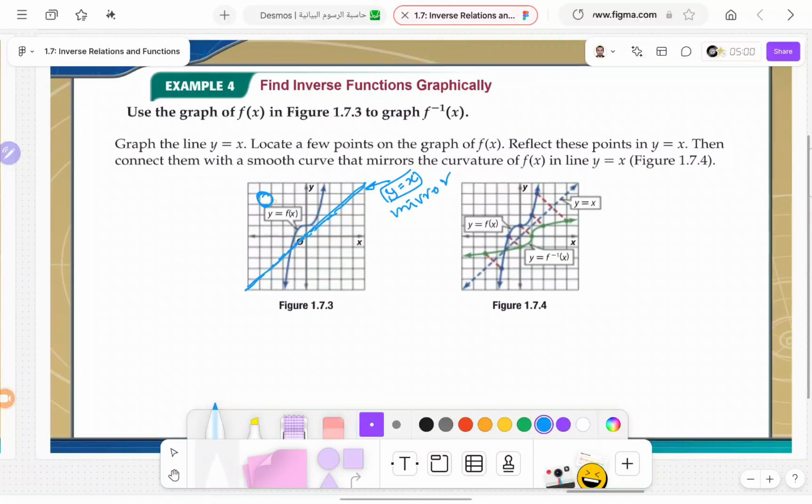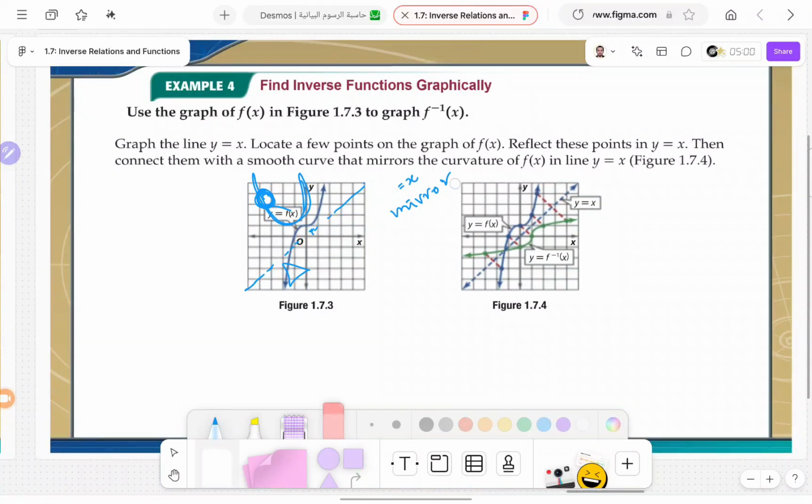Anything drawn here should be reflected over that line to the other side. If I have a graph here, it should be reflected here. This is how we can graph the function. If you have a function on this side, of course this function will be reflected over this line. As you can see, this line is the mirror.